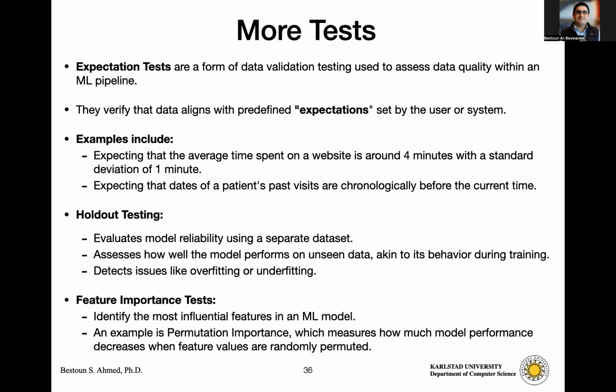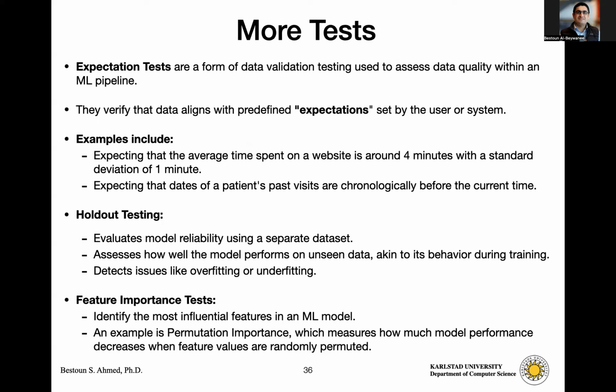Also, we have other tests, like, as I said, expectation test, the format and validation, as we said in the Great Expectation. For example, the average time spent on a website, that is the expectation. So if we have the average time spent over a website is around 4 minutes with a standard deviation of 1 minute, for example, is the data arriving expected or not?